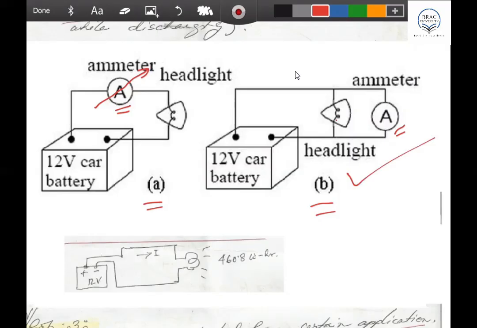Like you, a lot of students actually connect it in this way in the lab and spoil our ammeters. One by one the ammeters are not working, because this is the way you connect the ammeter to measure the current. Absolutely wrong.